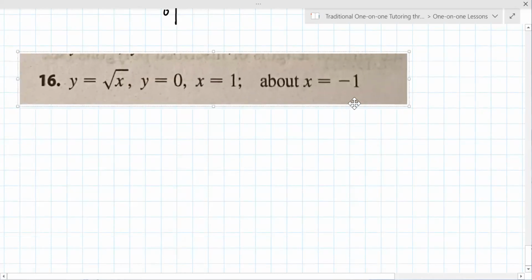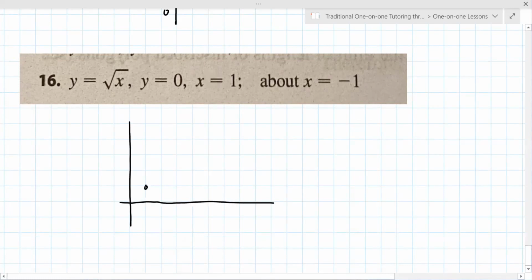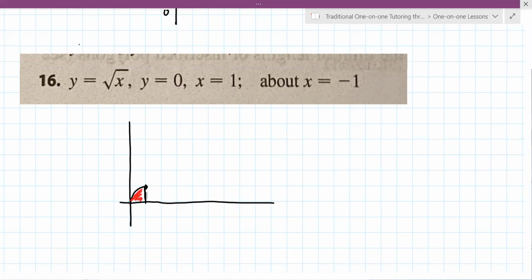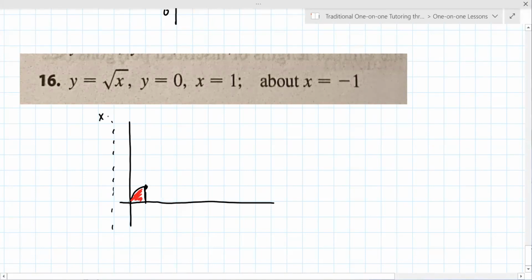All right, so y equals square root of x, y equals 0, x equals 1. So we're looking at something like this. That's 1, that's 0, so it's this region in here. I'm sorry, that's not real big. But this time we're revolving it around the line x equals -1. So this is a vertical axis.